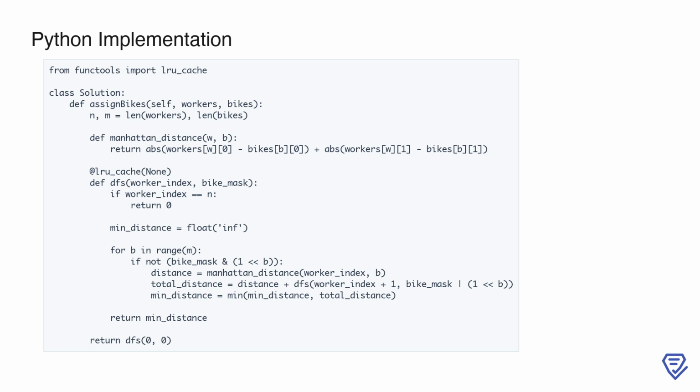For minimization, the function tracks the minimum total distance across all valid assignments using the min_distance variable. Finally, the DFS function is called starting from the first worker, worker_index = 0, with no bikes assigned, bike_mask = 0. The result is the minimum sum of Manhattan distances for assigning all workers to bikes under the given constraints. This algorithm effectively explores all possible assignments but leverages memoization to handle overlapping subproblems, achieving an optimized solution. The time complexity is reduced to approximately n*2^m, where n is the number of workers and m is the number of bikes, making it feasible for the problem's constraints.